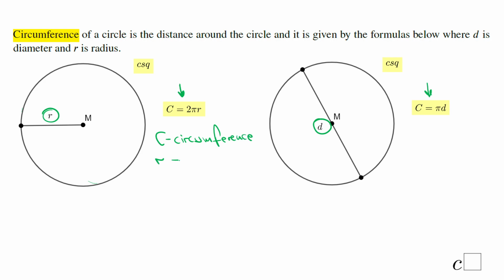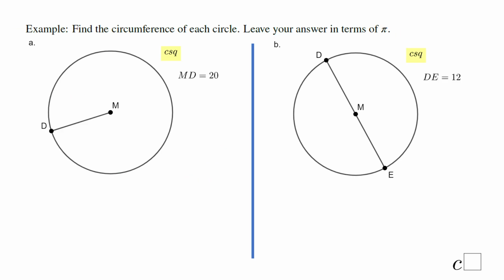R stands for the radius, and D stands for the diameter. So again, two easy formulas that I think you can remember in case you need them. Let's take a look at this example.